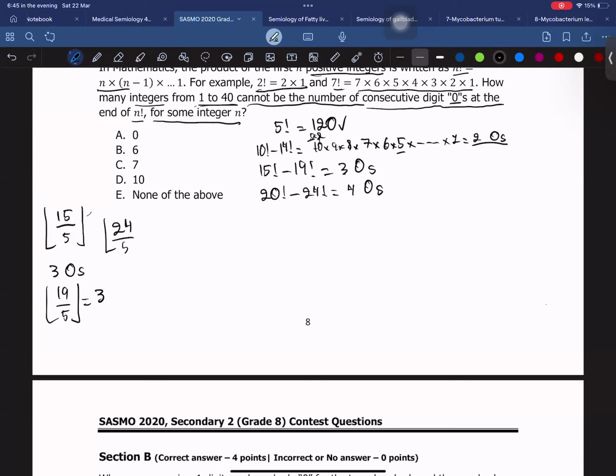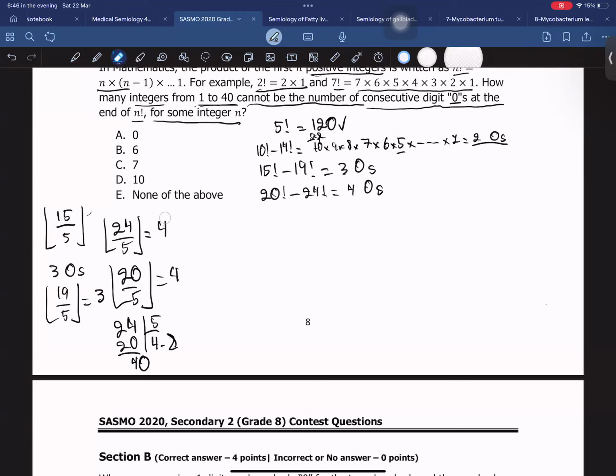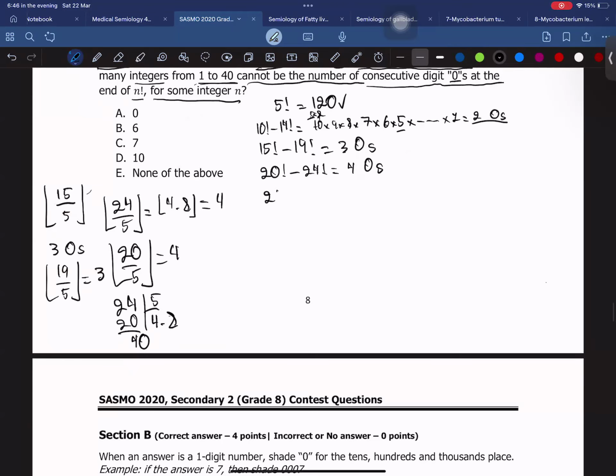24 over 5 is equal to what? It's 4.8, which means it's 4. And 20 divided by 5 is also 4. So we have 4.8 here, which means we're going to have it as 4. Just exactly the same. So I'm going to go fast now.